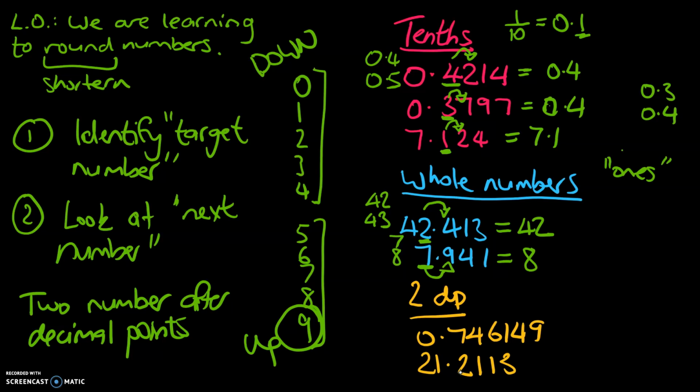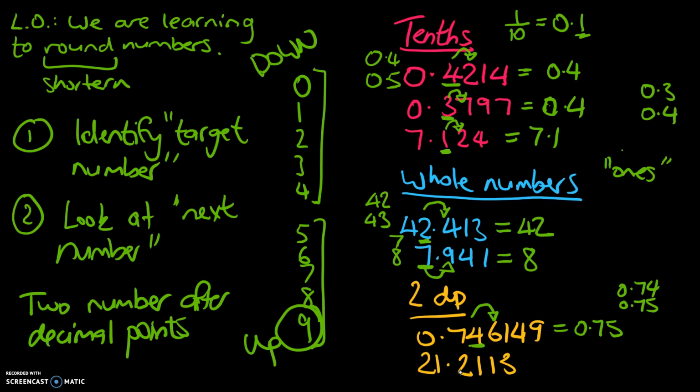So let's have a look at our example. We're looking for 2 dp, so we're going to find the decimal point, and we're looking for the second number after that, 1, 2, which makes our 4. So that's our target number. We're now going to look at the number after the 4, and we need to decide, are we going to keep it at 0.74, or are we going to round up to 0.75? And in our case, that's 6. That's in the round up group of numbers, which means we're going to round up to 0.75. And that means that number is closer to 0.75 than it is to 0.74.